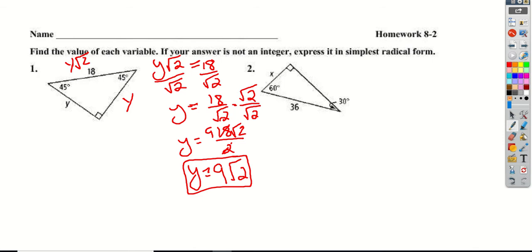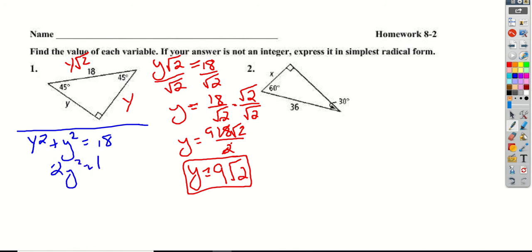Now, if you don't remember how to do this, or you're having a bad time with it, also remember that you can use the Pythagorean Theorem here. y squared plus y squared equals 18, and then we're just going to combine like terms to get 2y squared. We want to isolate the y squared, so the next thing we need to do is move over the 2. So y squared is going to equal, we forgot 18 squared. Let's go back and fix that real quick. So this is 18 squared. This is going to equal 324, which is going to equal 162.